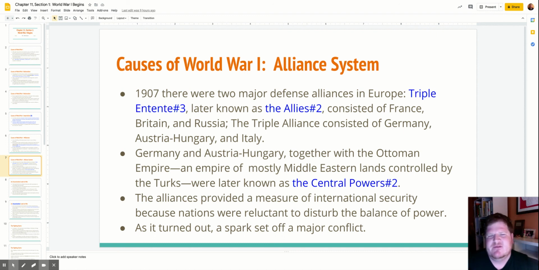In 1907, we see two major defense alliances. The Triple Entente, which is later known as the Allies, consisted of France, Britain, and Russia. Then there was the Triple Alliance, consisting of Germany, Austria-Hungary, and Italy. Then Germany and Austria-Hungary came together with the Ottoman Empire, mostly in the Middle Eastern lands controlled by the Turks, and later they became known as the Central Powers.